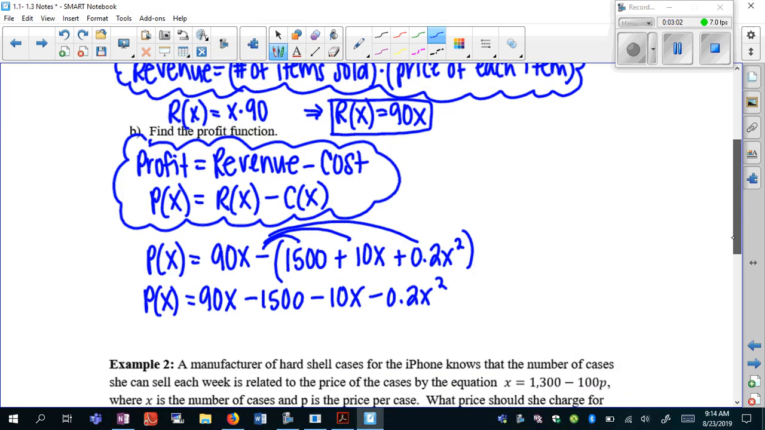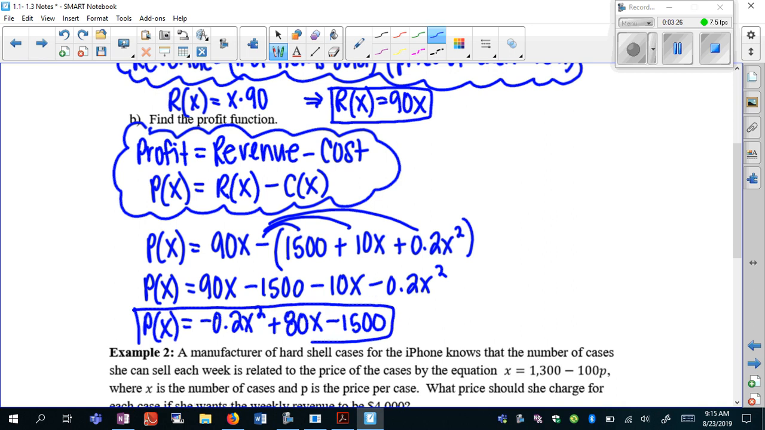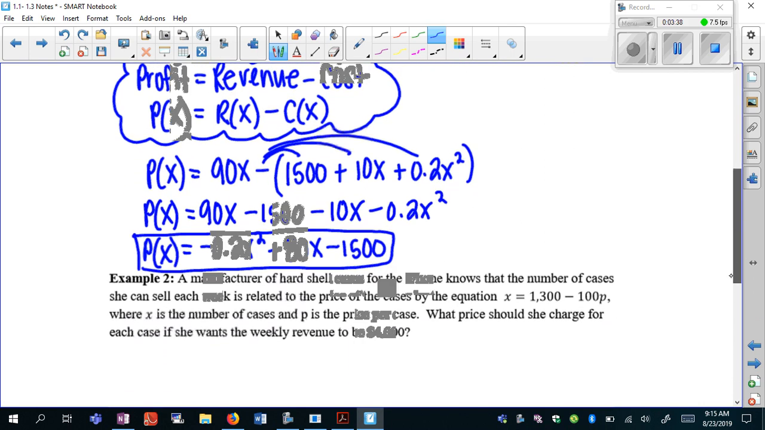From here, P of x equals, in standard form, negative 0.2x squared, plus 80x when I combine my x's, and then minus 1500. And there we have it. There's your profit formula. Of course, you could plug in for x and figure out the profit if you produce and sell 50 jerseys, that kind of thing. But we'll get into that later on.